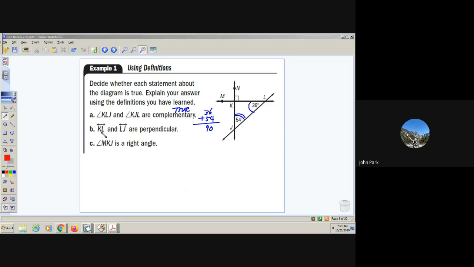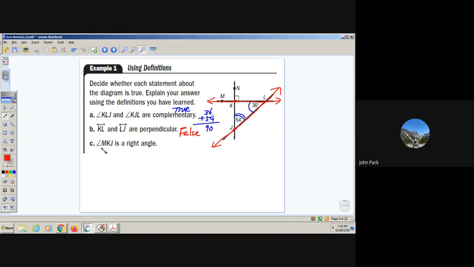They are complementary because complementary means they add up to 90 degrees. Now, what about B? Line KL and line LJ are perpendicular. Line KL is this line here, and line LJ, where L is here and J is here, is this line that connects L and J. They intersect right here. Is that perpendicular? No, because perpendicular means it forms a 90-degree right angle. This one is 36 degrees, so that is false.